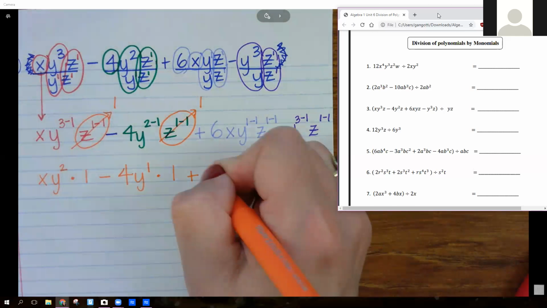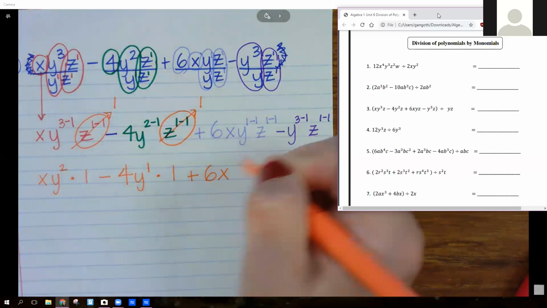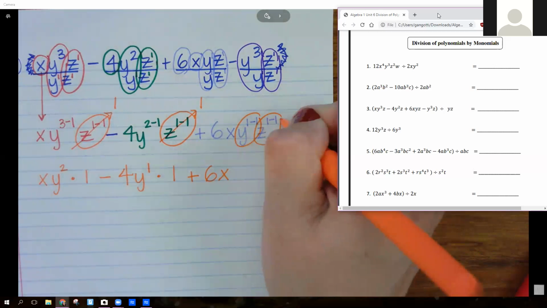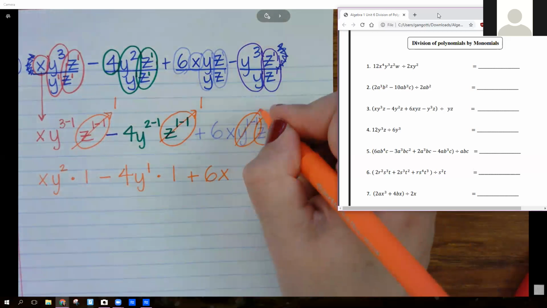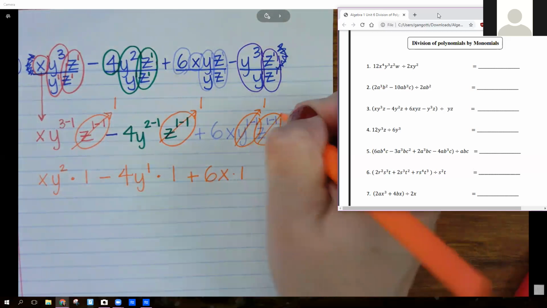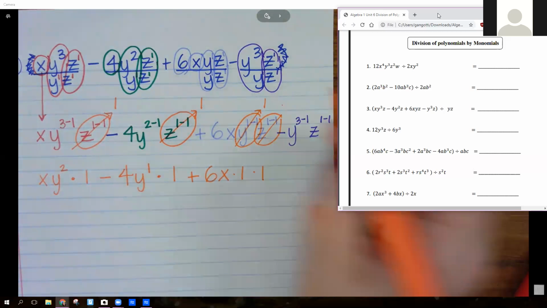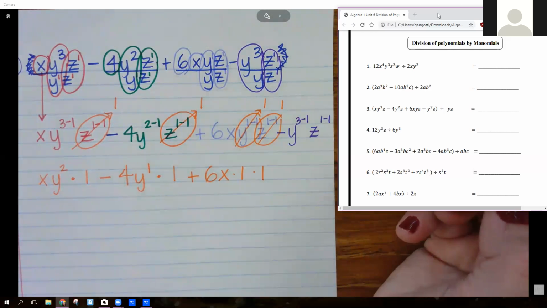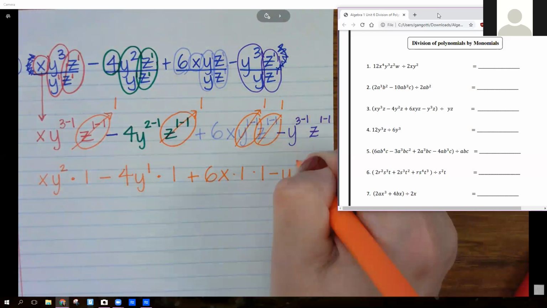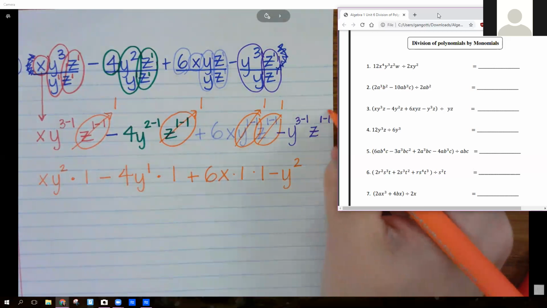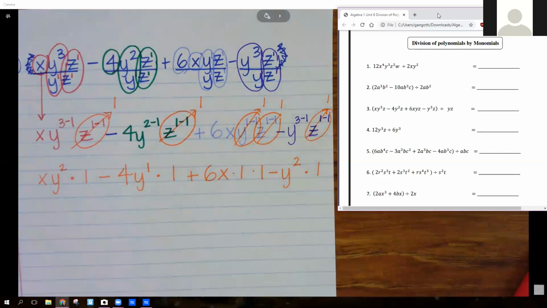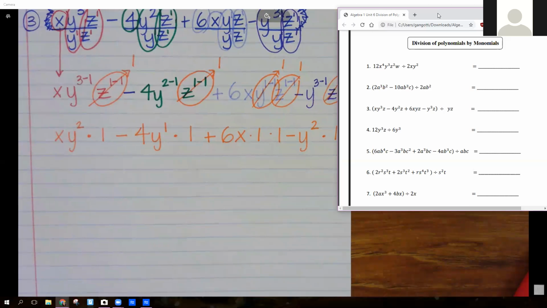Plus 6x. Now the y's and that z. y to the 0 power, that's going to be a 1 times 1. z to the 0 power, that's a 1. Minus y squared. And that one goes to 1 also, okay?